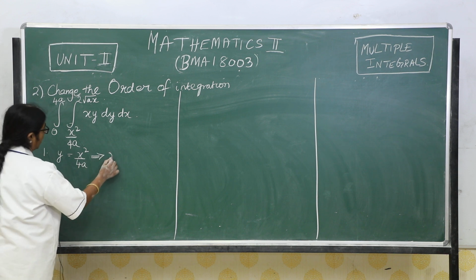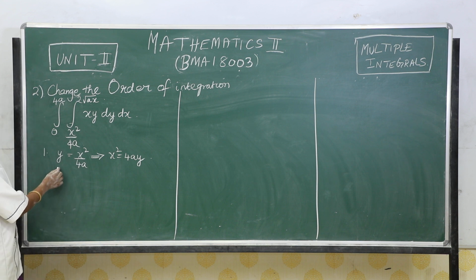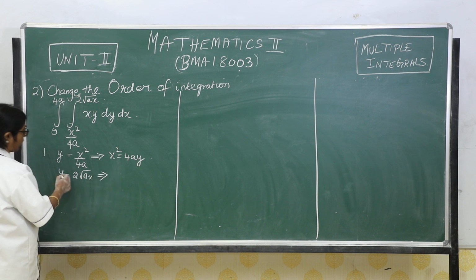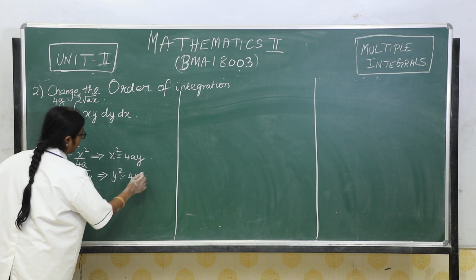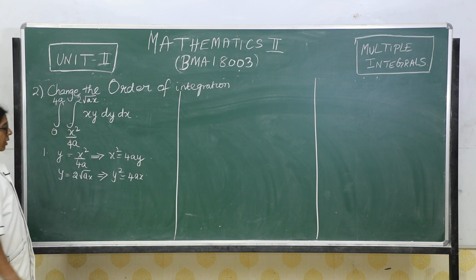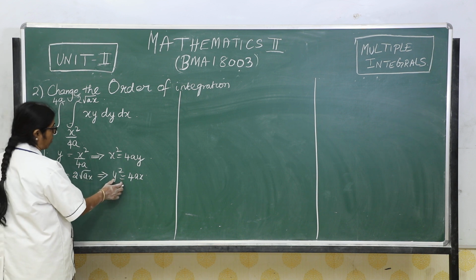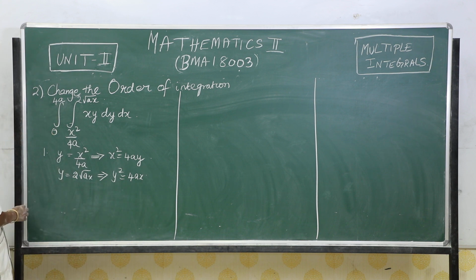From here you get x squared is equal to 4ay, and the upper limit is y is equal to 2 root ax, and therefore, on squaring you will be getting y squared equal to 4ax. Both are parabolas. This is the parabola open upwards, and this is the right open parabola. I will be drawing that.